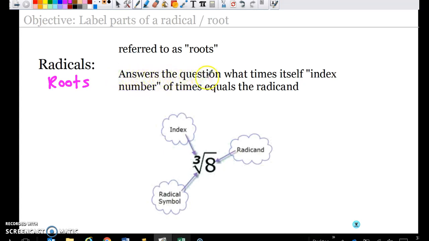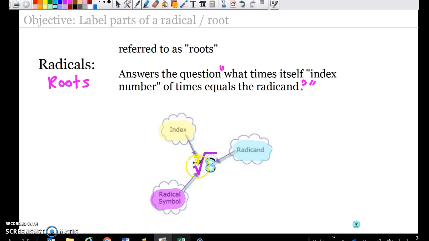Radicals will answer the question, what times itself an index number of times equals the radicand? What's a radicand? Well, the index tells me basically how many times I need to multiply the number in order to get this 8. The radicand is what I'm taking the root of, or what's inside the radical. And this radical symbol is basically the big part up here. So let me just outline this. The radical symbol is in purple, the index is the 3 in yellow, and the radicand is this 8.